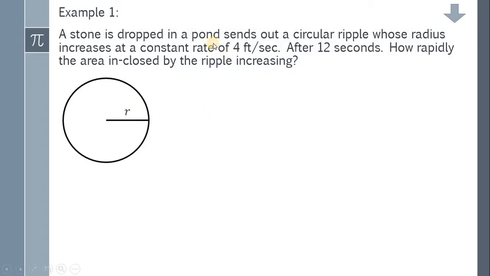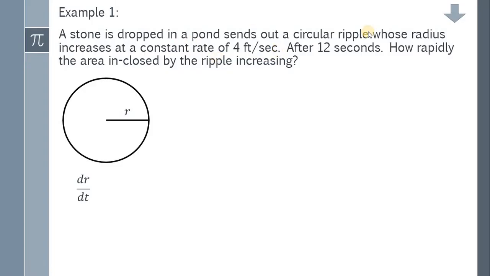Next, kung meron tayong r, meron tayong dr over dt. So, ano naman ibig sabihin ng dr over dt? This is the rate of change of the radius with respect to time. Now, basahin natin dun sa ating problem, alin dyan yung rate of change ng radius with respect to time. Now, sa first sentence, ang sabi doon, a stone is dropped in a pond, sends out a circular ripple whose radius increases at a constant rate of 4 feet per second.